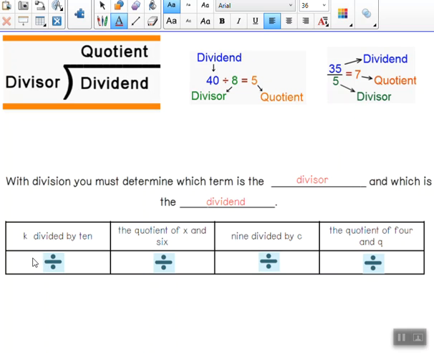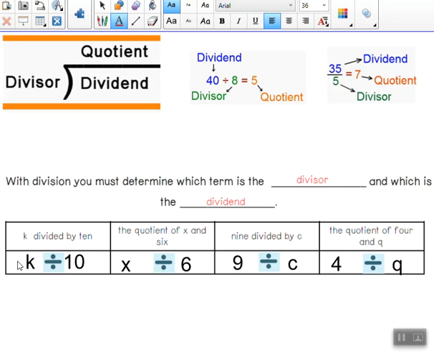K divided by 10. Well, that would just be k divided by 10. If this next one here says the quotient of x and 6, well, x divided by 6. 9 divided by c. Well, 9 divided by, I'll just go to the other side, 9 divided by c. And the quotient of 4 and q, 4, that would be my dividend, and then q would be my divisor, so it goes second.